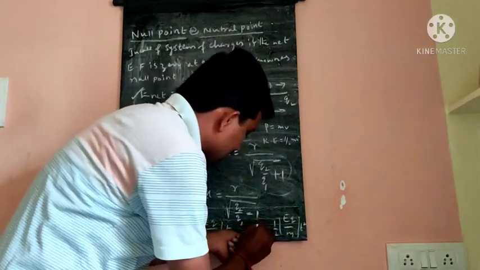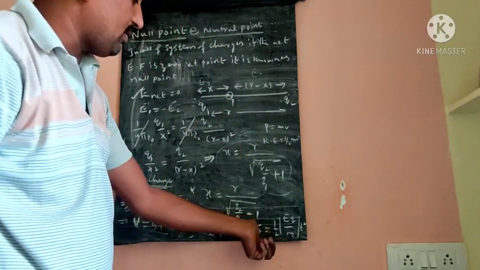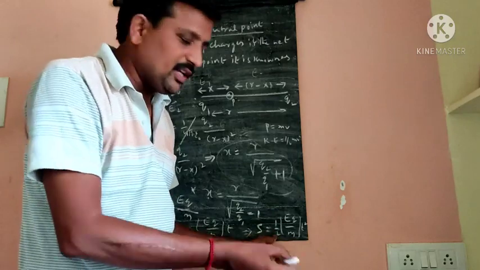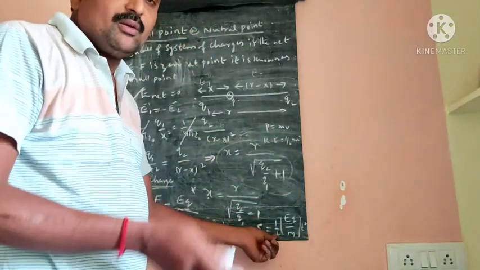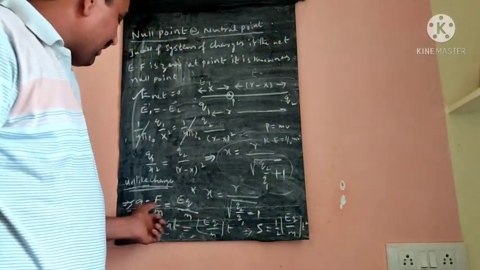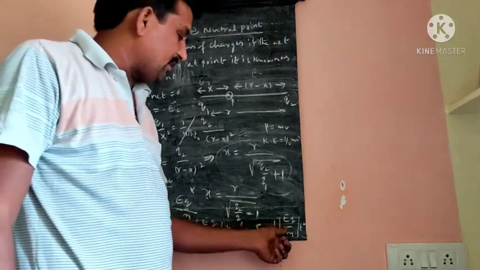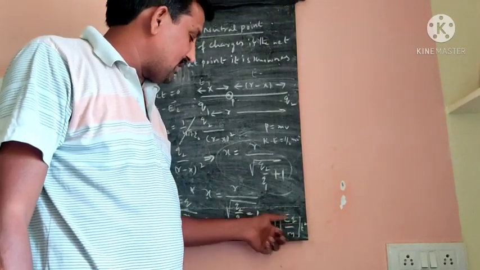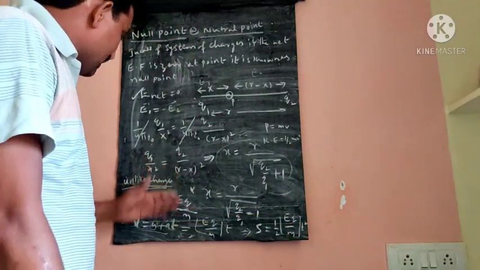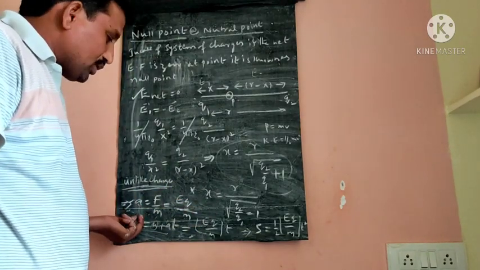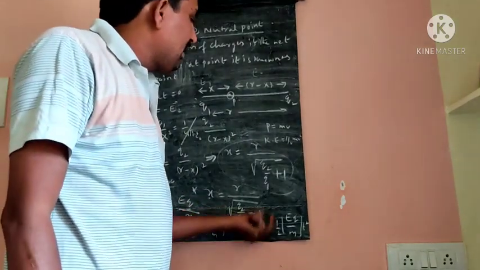So s is the displacement of the positive test charge. s is equal to ut plus half at square, but the initial velocity is 0, so s is equal to half at square. We know that the a value is Eq by m, so substitute the a value in this equation. s is equal to 1 by 2 Eq by m into t square. This is the distance. So we are using different formulas to measure the acceleration, velocity, displacement and momentum also.